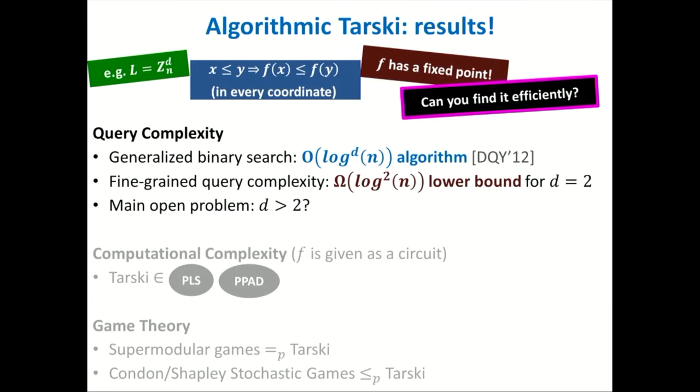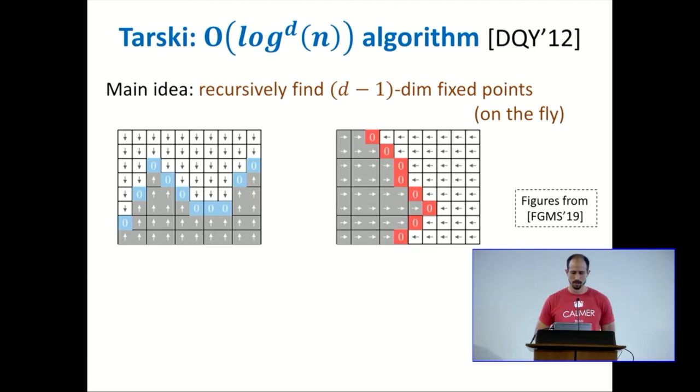So here's the sketch of the algorithm. The idea is to recursively find fixed points of dimension d minus 1. For example, the blue points on the left: if you only care about each column separately, you can think of where f is pointing upwards and where f is pointing downwards, and you can do binary search to find the blue point where f is neutral in log n queries. Similarly, the red points on the right are the neutral points for the right and left. And now we just want to find the intersection of these two curves.